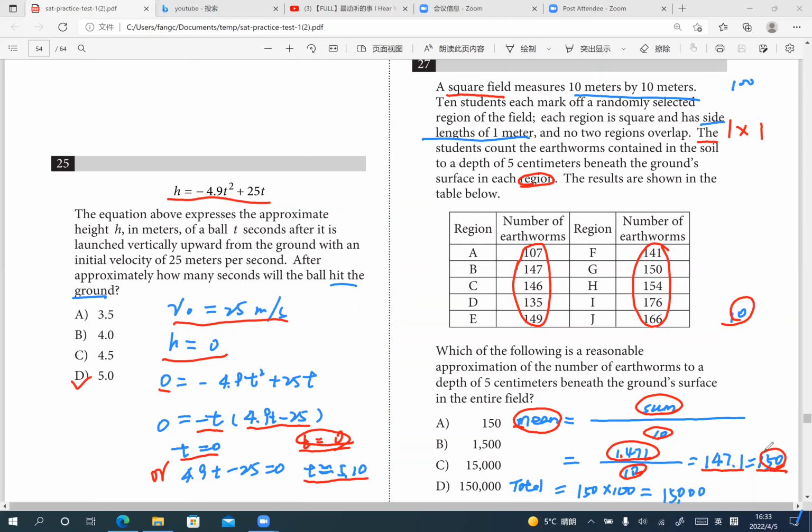But our question is, what is the number of earthworms in the big square field whose dimension is 10 times 10? In this big square field, there are 100 small regions. So now we need to use 150 times 100. Then we can get the total number of earthworms in that big square field, which is 15,000. So we should choose option C.